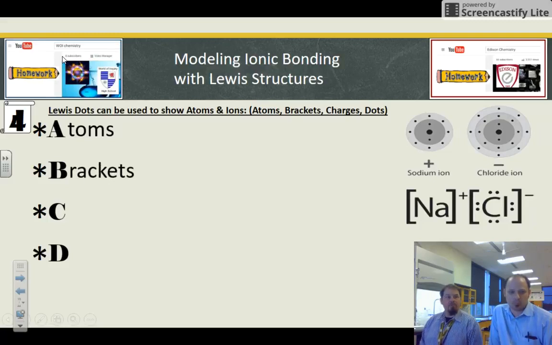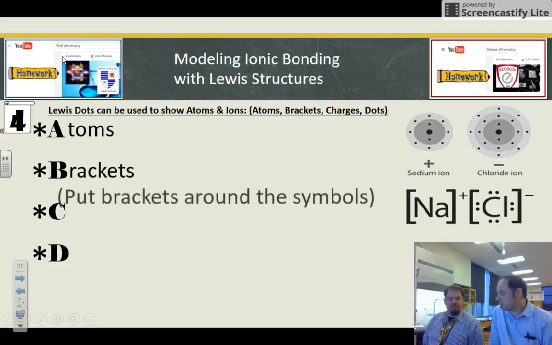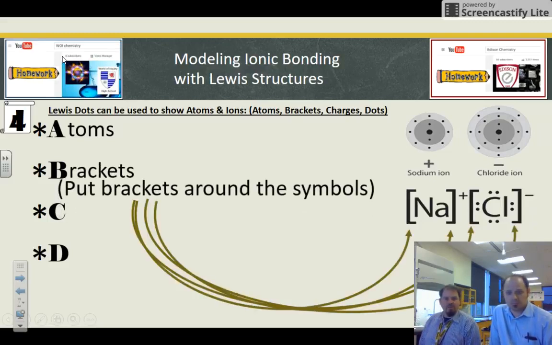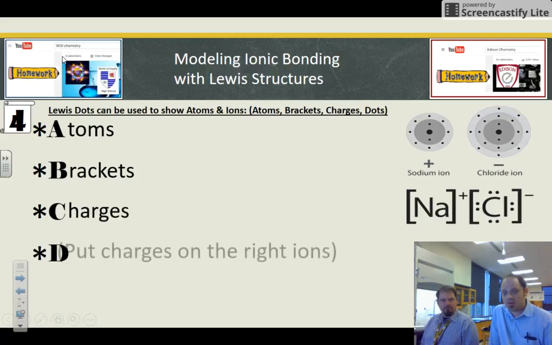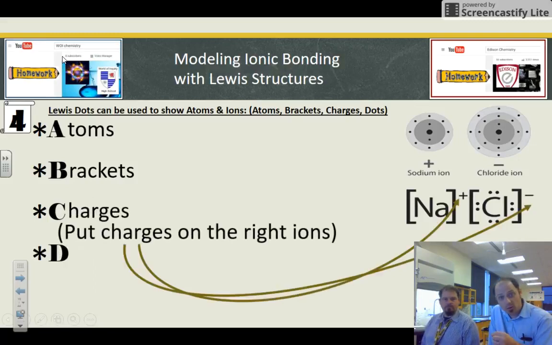And then we're going to draw brackets, which are those squarish looking things around the outside. What those say is, my electrons, you cannot have them. The charges are the numbers that we put in the top right corner, usually with a positive or negative sign, to show that the atoms have lost or gained electrons. And they are now ions.